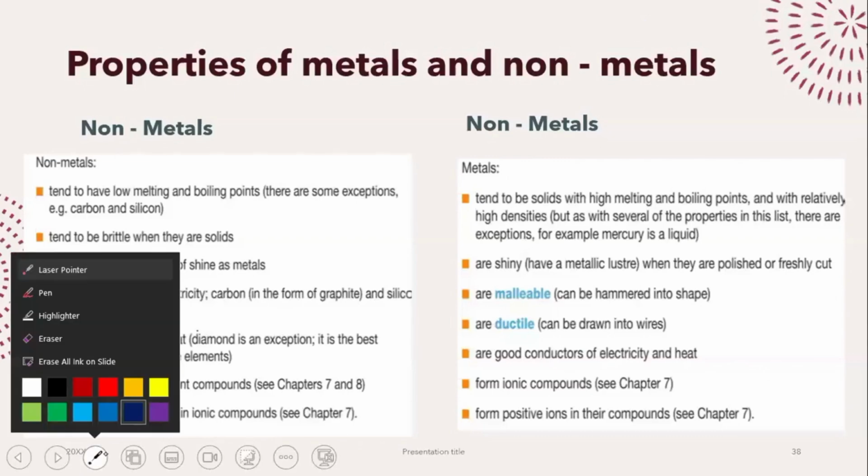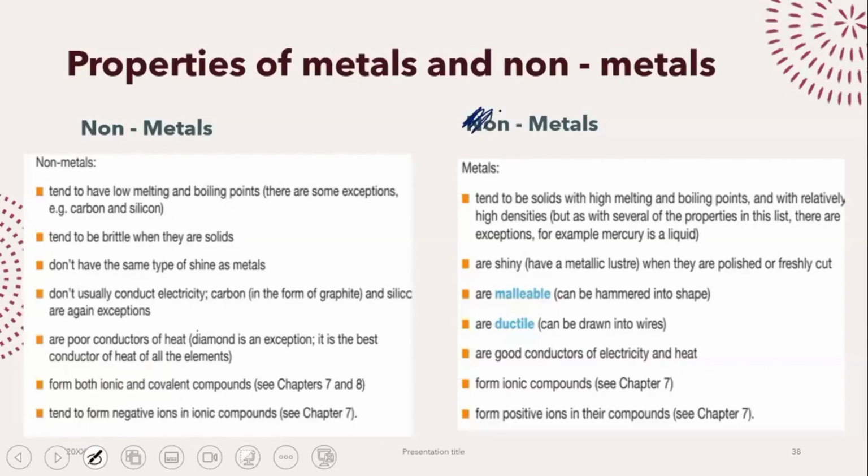Metals have high melting points and high boiling points. I think we all know that. What is the reason that metals have high melting points and boiling points? The reason for that is something known as metallic bonding. What is metallic bonding? Metallic bonding is the electrostatic force of attraction between the positive ions and the sea of delocalized electrons.